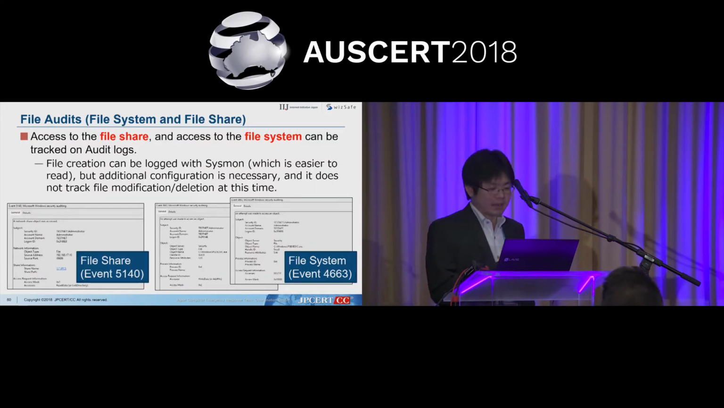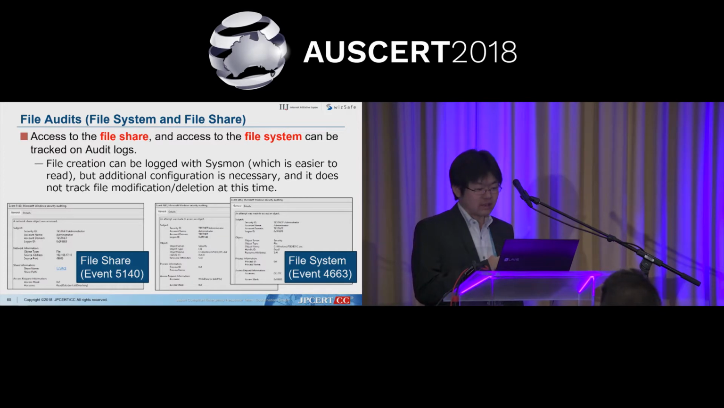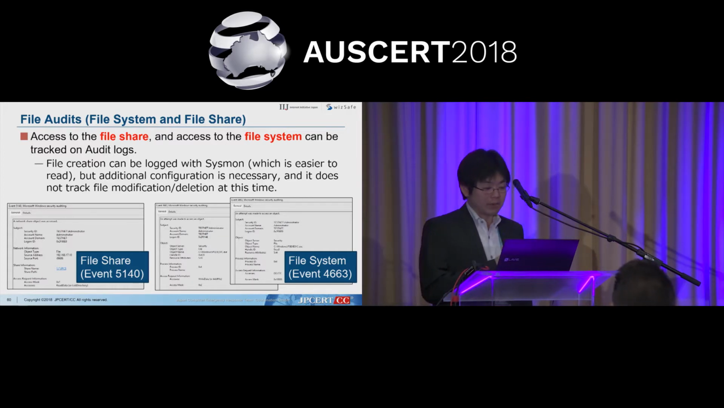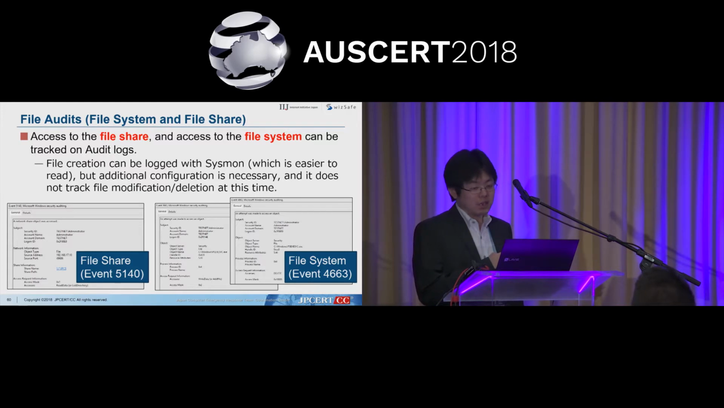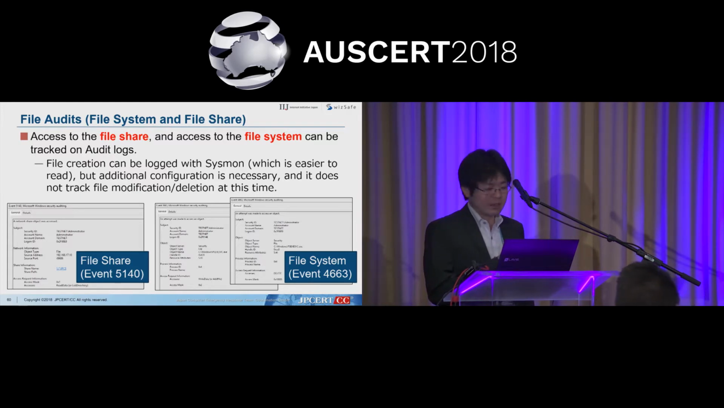And regarding file access, when I say file access, it means file systems and network shares. Access to file shares and access to file systems can be tracked using the audit logs. If you are just talking about file creation, it can also be logged with Sysmon, and Sysmon logs are actually easier to read. But again, you need to configure Sysmon to record those file activities, and it doesn't track the modification or deletion of files in the versions they've posted. So regarding file audits, probably using the auditing policy would be better.